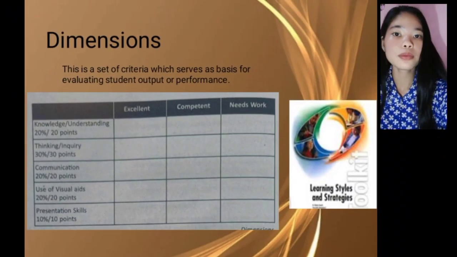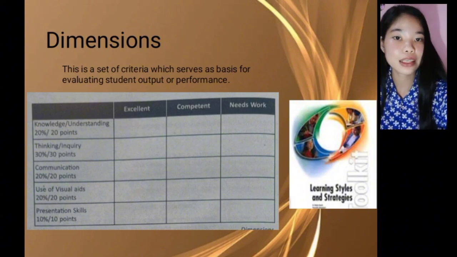Lastly is the dimension. Based on what we observe in the figure, a dimension has a specific criteria used to assess the task of the students and also serves as a basis for evaluating the students' performance. It also includes the 5 dimensions, namely the knowledge, thinking, communication, and so on. So each dimension has a weight assigned to it and is also rated excellent, competent, and needs work.